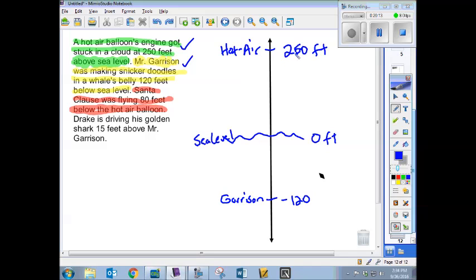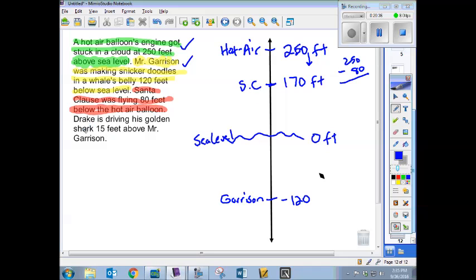So you got to think, if this is the hot air balloon, I got to do 80 feet below that. So what am I going to do to figure that out? Yes? Subtract. I'm going to subtract 250 minus the 80 feet. That's how far down it is. That's where I learned that Santa Claus is at 170 feet. Everybody got that? Yes, sir.